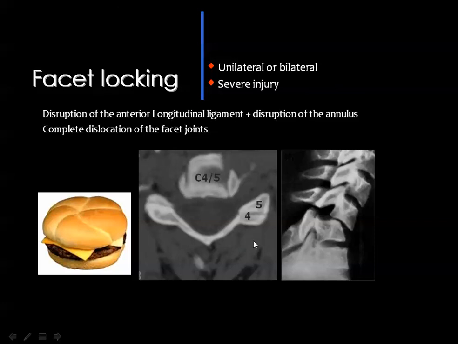And in the axial image, you can see the facet joint, which is almost similar to a sandwich of hamburger. This is the articular facet of C5, and this is the articular facet of C4. You know, the articular facet of the vertebra above should be posterior to the articular facet of the vertebra below. This is the normal relation.